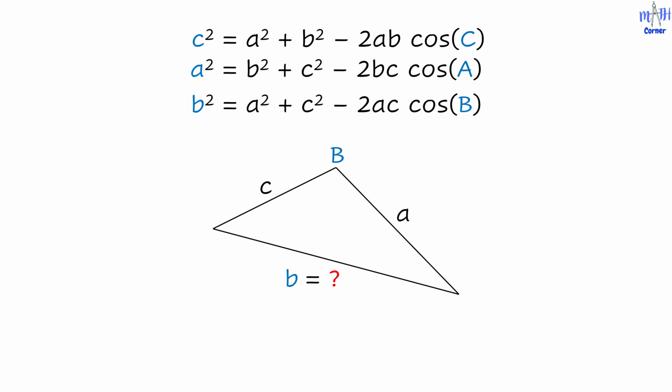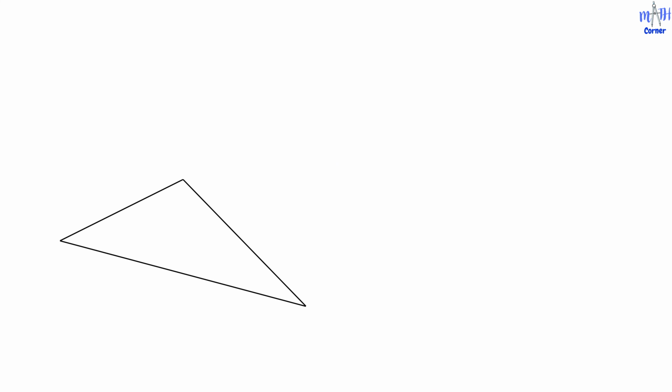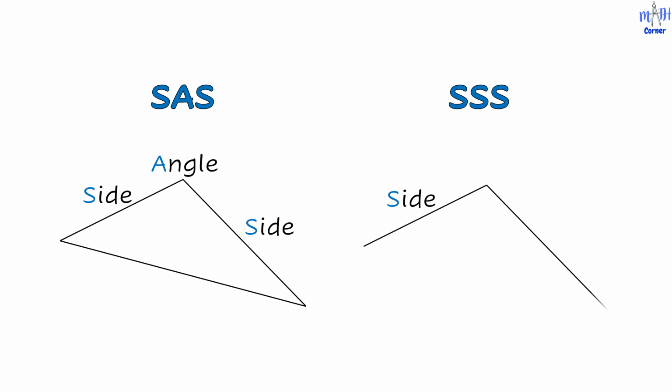Now, when do we use this? There are two main cases. First is SAS, when you are given two sides and the included angle. Second is SSS, when you are given all three sides and you need to find an angle. Let's look at an example.